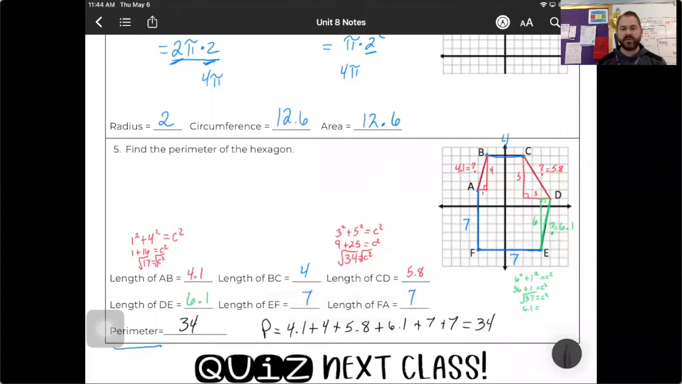All right, when you do the Pythagorean Theorem to find each one of these other lengths, AB, CD, and DE, these are what you should get. The length of AB is 4.1. The length of CD is about 5.8, and the length of DE is about 6.1. So when I add all of those together, I should get a total perimeter of 34.